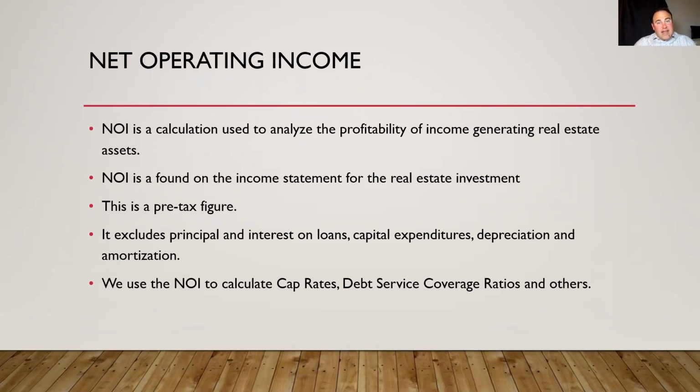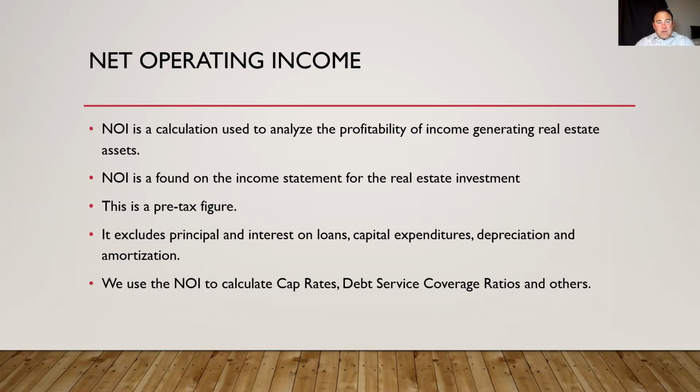NOI is found on the income statement. So when we're looking to calculate it and understand it, we want to see that income statement, trailing 12 months. We can calculate it from the tax return, but the income statement is my preferred method. This is a pre-tax figure, so this is before any sort of income taxes and whatnot. This excludes, this is important, everyone, NOI excludes principal and interest on loans. So all the principal, all the interest on the loans are excluded.